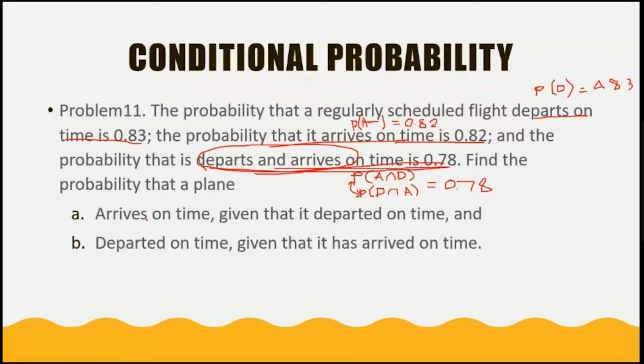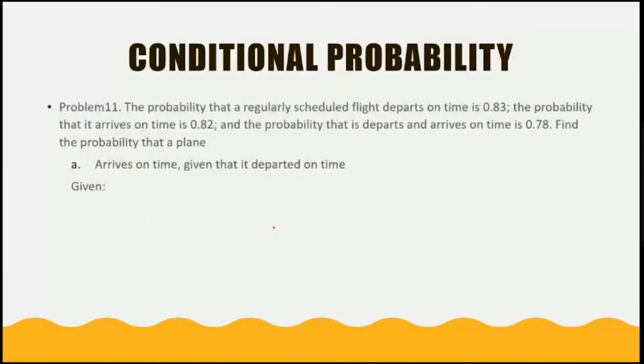Now, we are asked to find the probability that the plane arrives on time given that it departed on time. And also, the probability that it departed on time given that it has arrived on time. You take note of the given conditions. That is why it's called conditional. So let's now proceed to the solution. Again, the probability that it departs on time is 0.83. The probability that it arrives on time is 0.82. And the probability that it departs and arrives on time is 0.78.